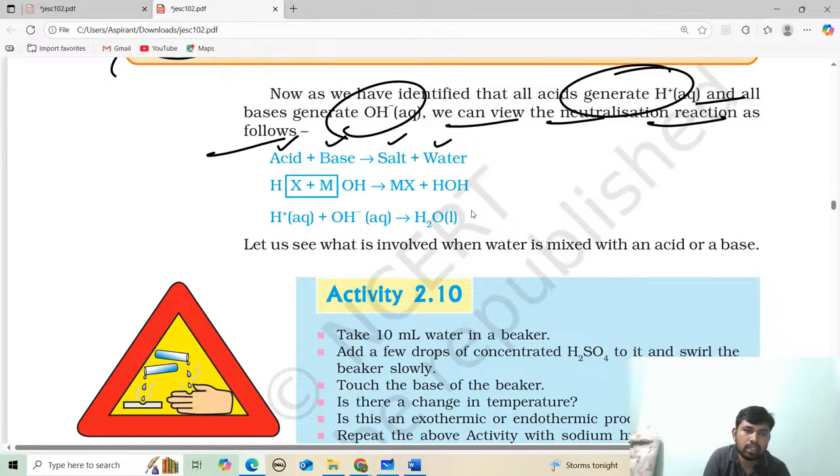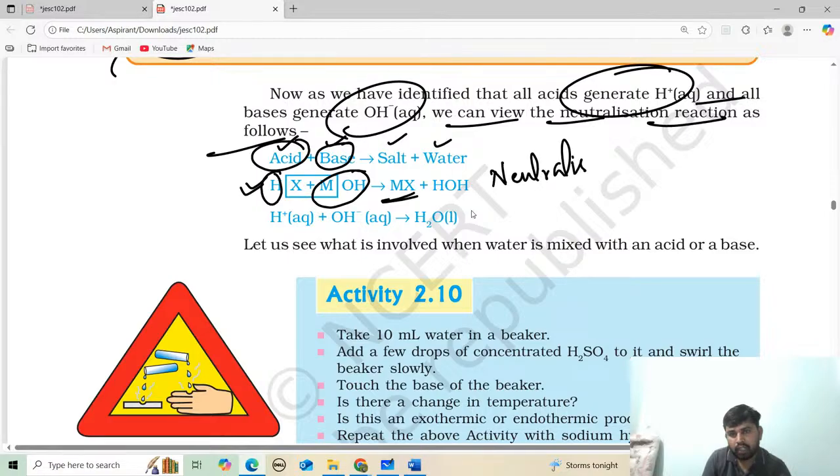Acid is due to what, sir? Due to H plus ions. As long as H plus ions are present, it will show acidic properties. Similarly, bases, as long as they produce OH minus ions, will show basic character. Now see what happens in neutralization reactions, sir. Why is it called a neutralization reaction? Try to understand why it is called neutralization.